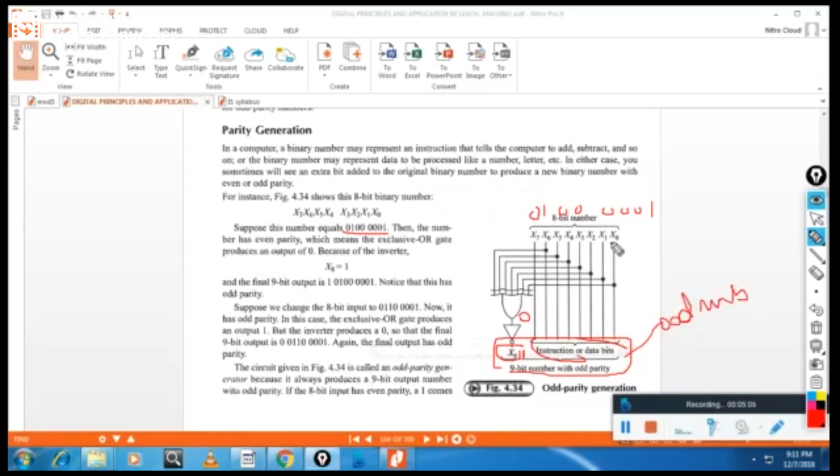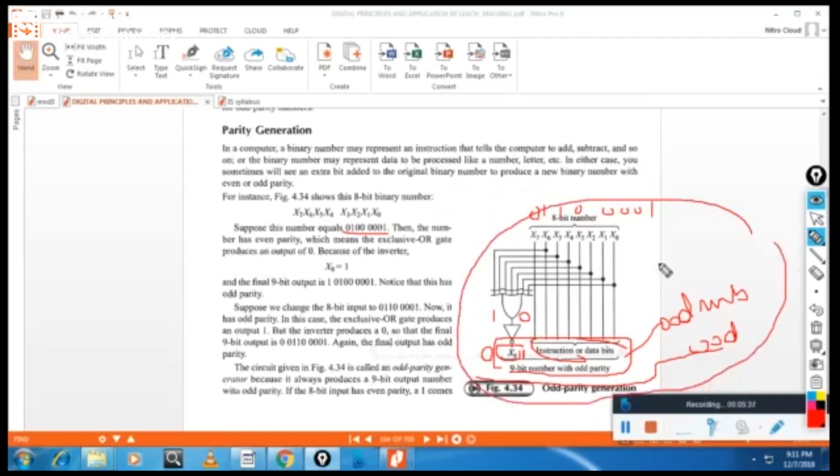Clear? Now we will change this one 0 to 1. So this bit I will make it 1. Now it contains an odd number of ones. So when there is an odd number of ones, the output of the exclusive OR gate is 1, but the output of this inverter is 0, and this entire number contains, once again, an odd number of ones. That means this circuit acts like an odd parity generator. You give the input as even or odd, the output is an odd number of ones. That is why it's called an odd parity generator.